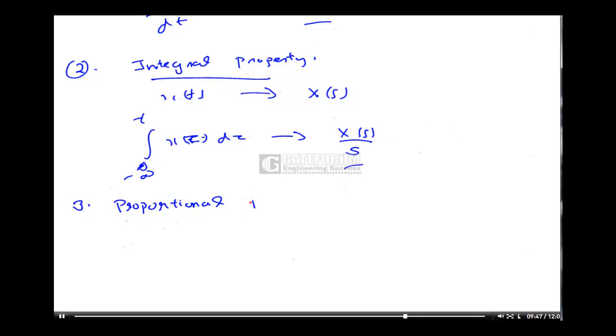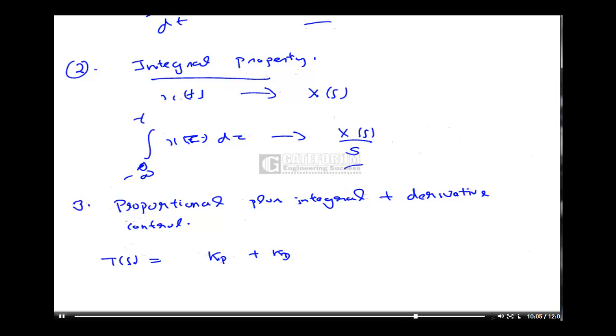Proportional plus integral plus derivative control. So when I have something like this, I can write my equation as Kp plus Kds for the derivative part plus Ki by s for the integral part. Okay, so this is my proportional integral derivative controller. Now the effects of this.